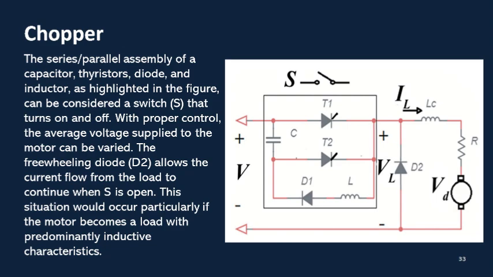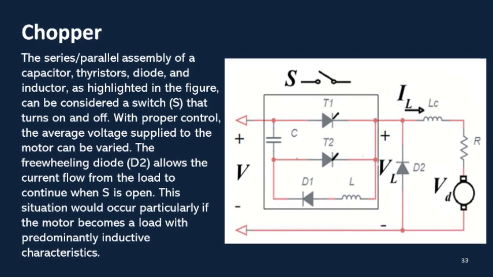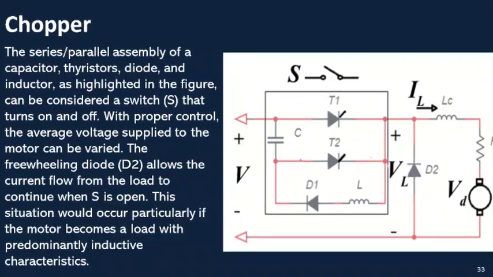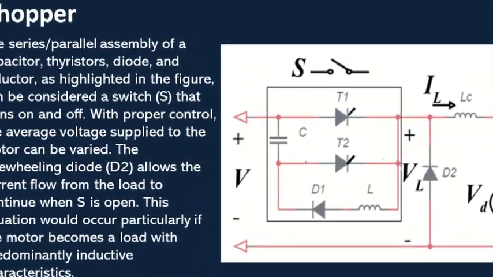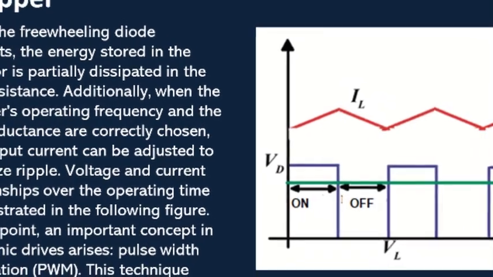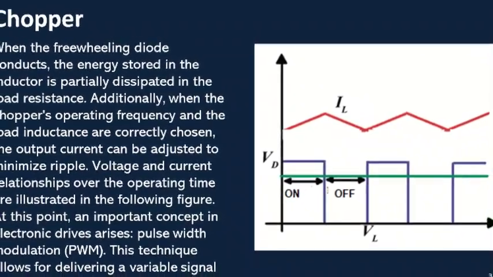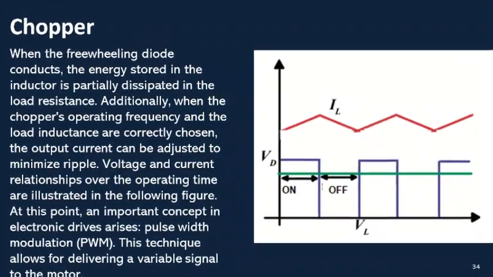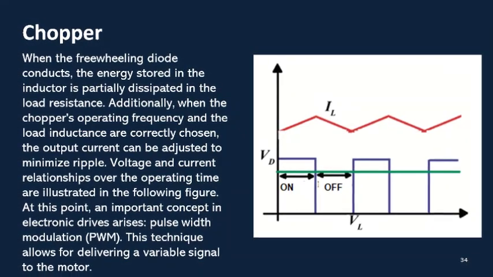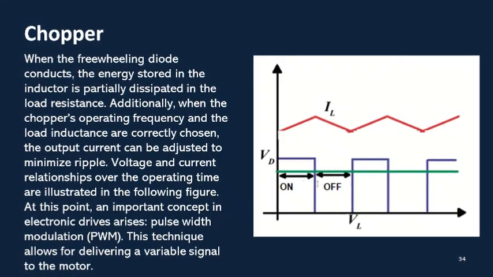The freewheeling diode, D2, permits the flow of current from the load to persist when switch S is open. This scenario is especially relevant when the motor behaves primarily as an inductive load. When the freewheeling diode conducts, it dissipates some of the energy stored in the inductor through the load resistance. Moreover, by selecting appropriate operating frequencies for the chopper and matching them with the load inductance, the output current can be regulated to minimize fluctuations. The relationships between voltage and current over time are typically depicted in accompanying figures.